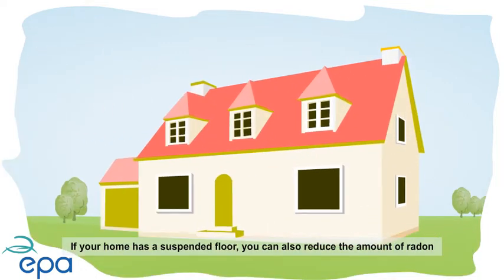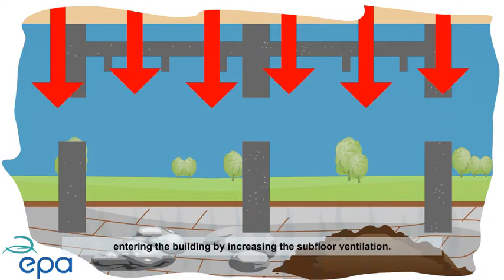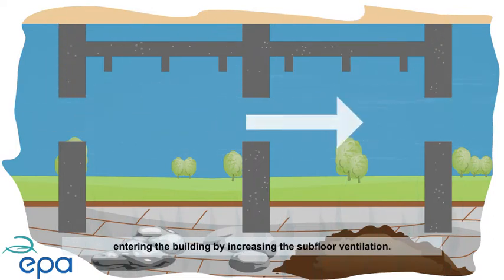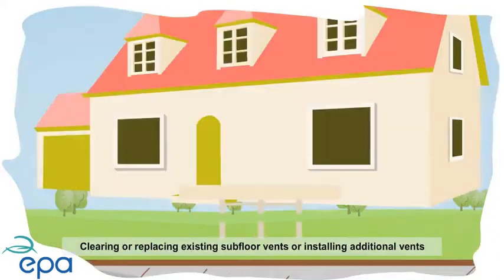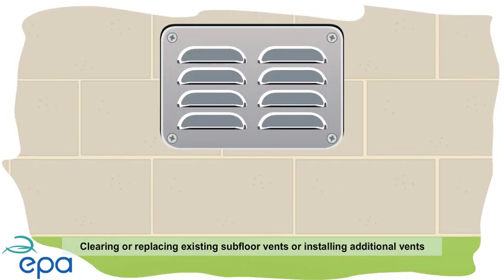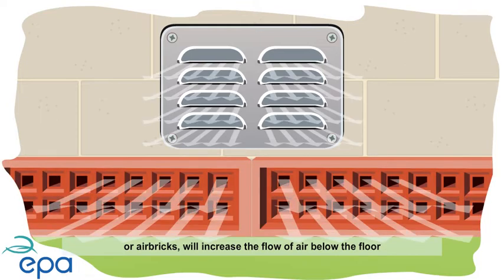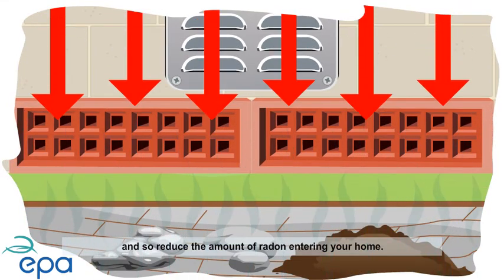If your home has a suspended floor, you can also reduce the amount of radon entering the building by increasing the subfloor ventilation. Clearing or replacing existing subfloor vents or installing additional vents or air bricks will increase the flow of air below the floor, and so reduce the amount of radon entering your home.